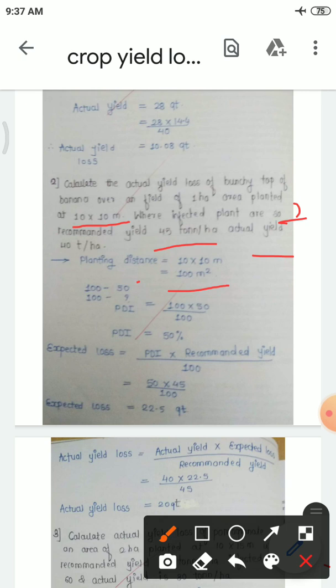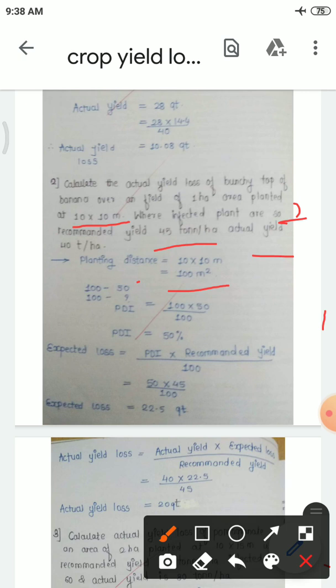So for calculation of PDI, that is 100. Out of 100, how many plants are infected? We just have to put the formula, that is PDI is equal to 100 into 50 divided by 100. So we get the value of PDI, that is 50%.